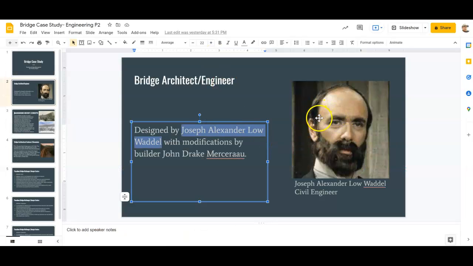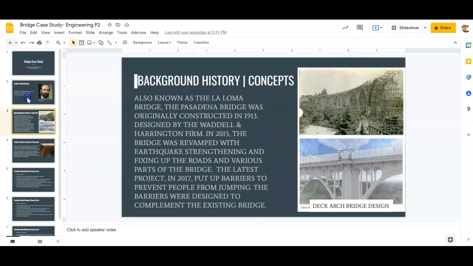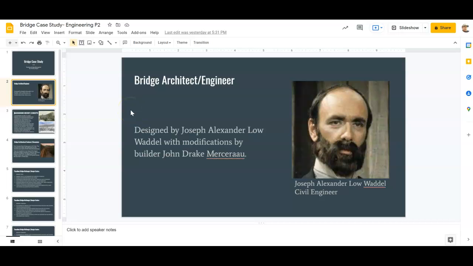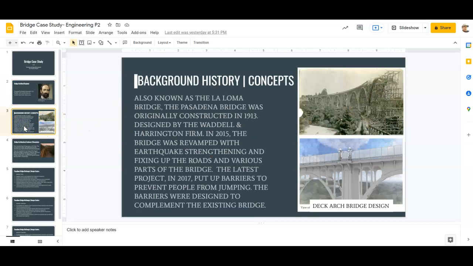Make sure you toss pictures on your slides. Your digital portfolio should not be boring. Your case study should not be boring. So again, what you're trying to do with the case study is research information about bridges, successful bridges. And it's good to know who designed the bridges so we can give credit to where credit is due.